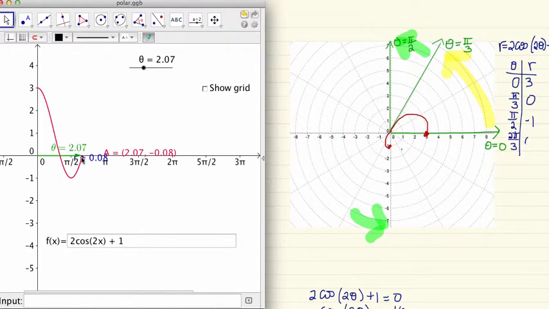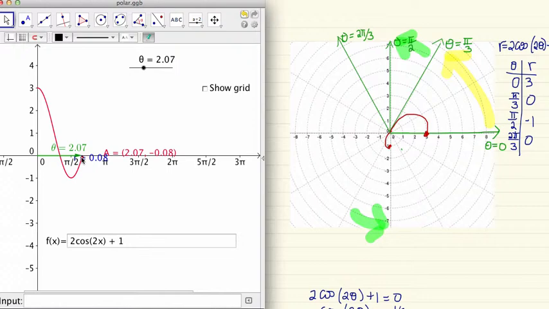And we know r is 0 there. So 2 pi/3, that is this angle right here. Theta equals 2 pi/3. And r is going to be 0.